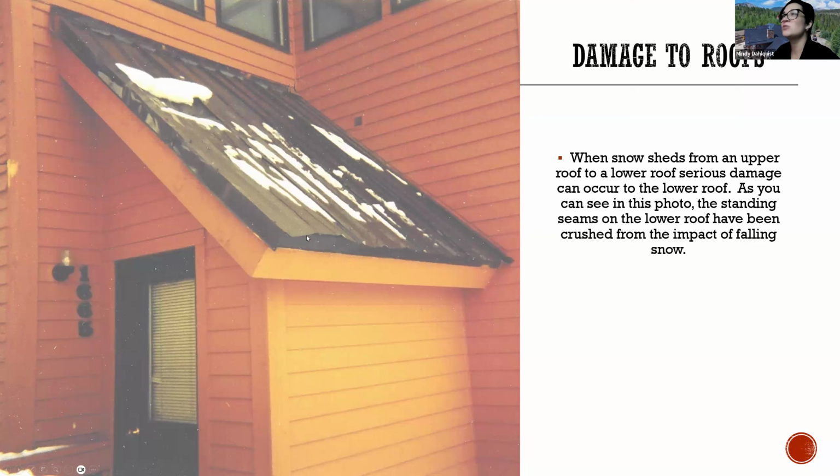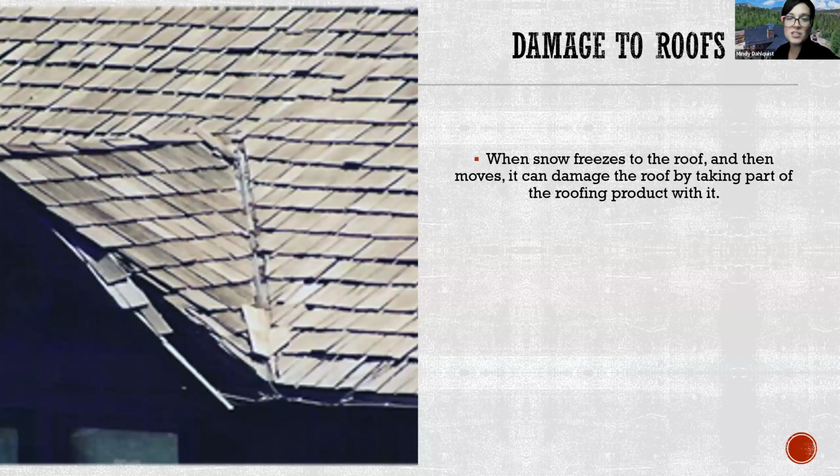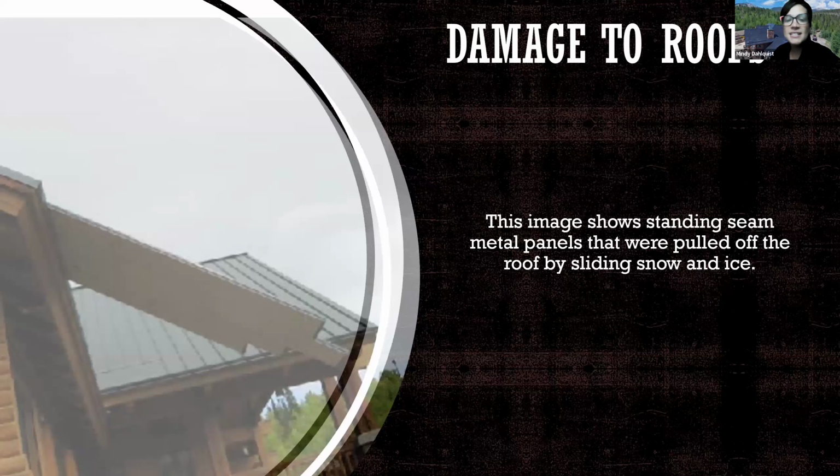And as you get down towards the eave of the roof, there's a really nice squiggly pattern that is not supposed to occur on your roof surface as well. And just like any other surface, when snow and ice freezes to that roof surface and then moves, it can damage it by taking part of that roof with it, as we're seeing here in the valley and the rake of this roof. This is a standing seam metal panel.